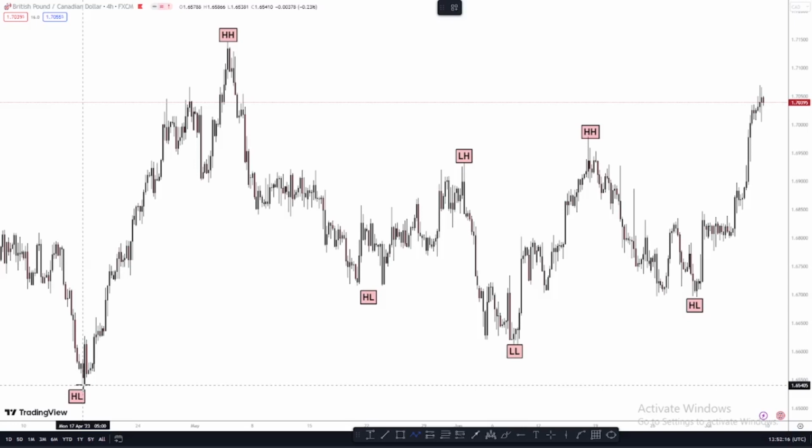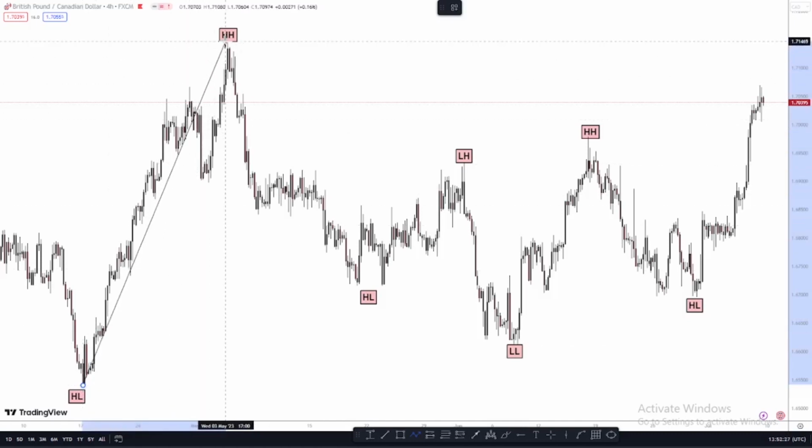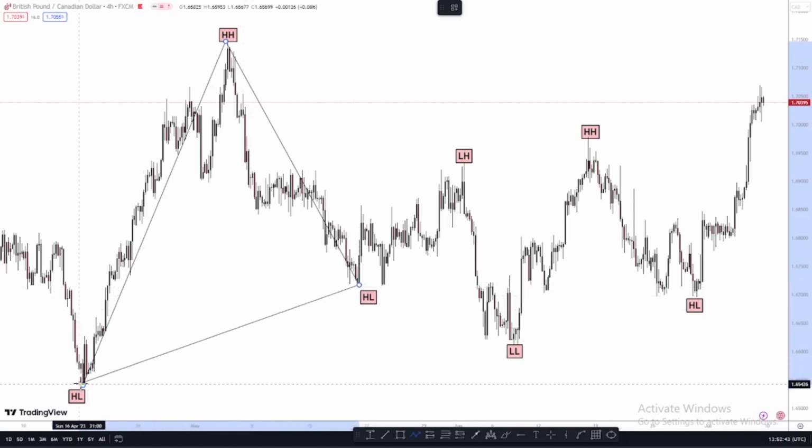Alright, so at this point, the price created a lower high. After this lower high was created, what did it do next? It came back up to create a new higher high. After this higher high was created, the price came back down to create a new higher low. Why is this a higher low? Because this low is higher than that of its previous low.